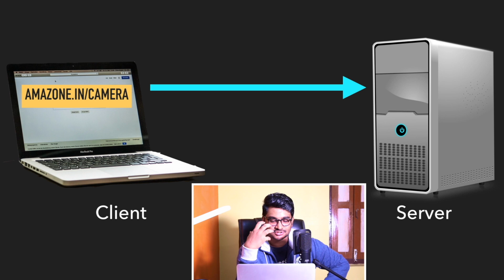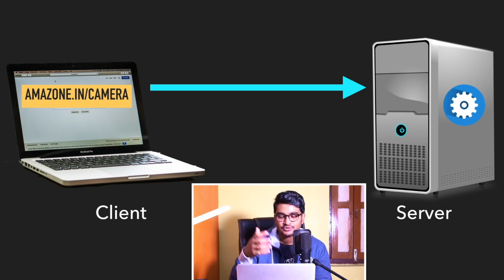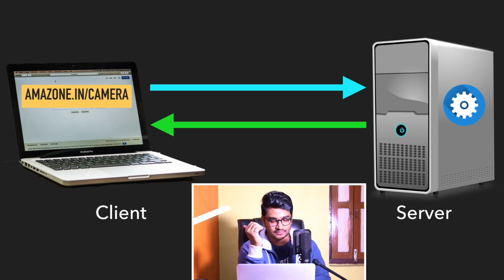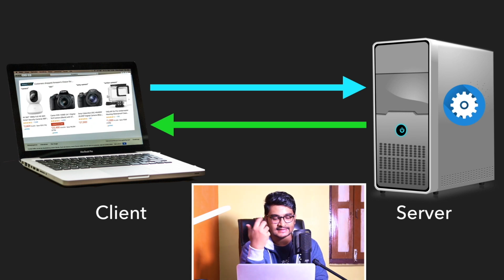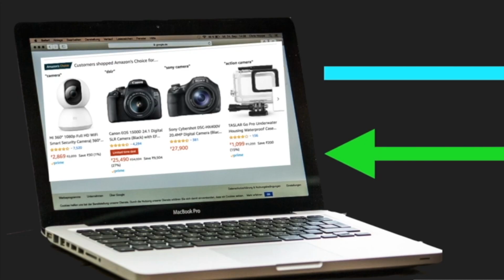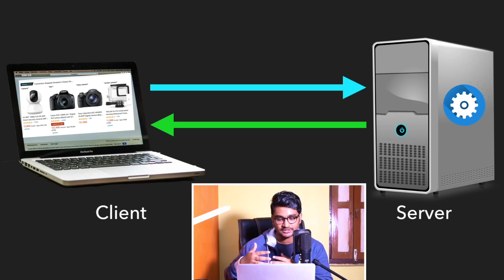So a request will go to the Amazon server. Once the Amazon server accepts this request, it is going to handle it. It is going to do some processing, generate a JSP page or a web page or an HTML page, then send that page back as a response to my computer, and then I can see that page on my screen. And once I see this camera page, the connection between my computer and the Amazon server will be dropped.